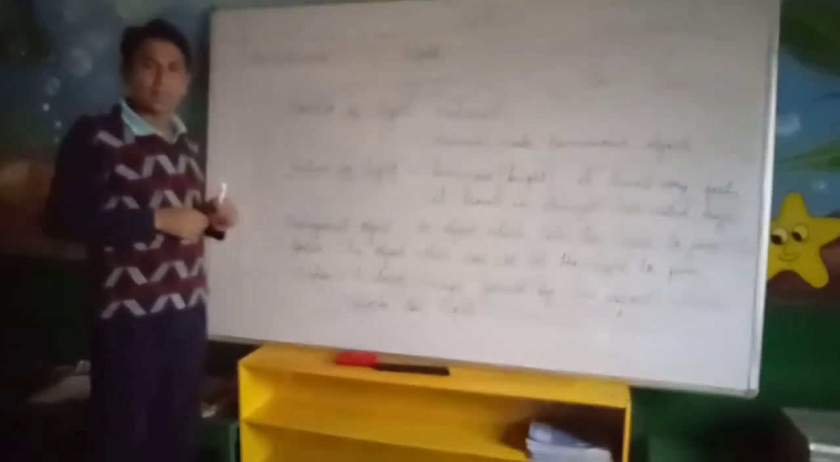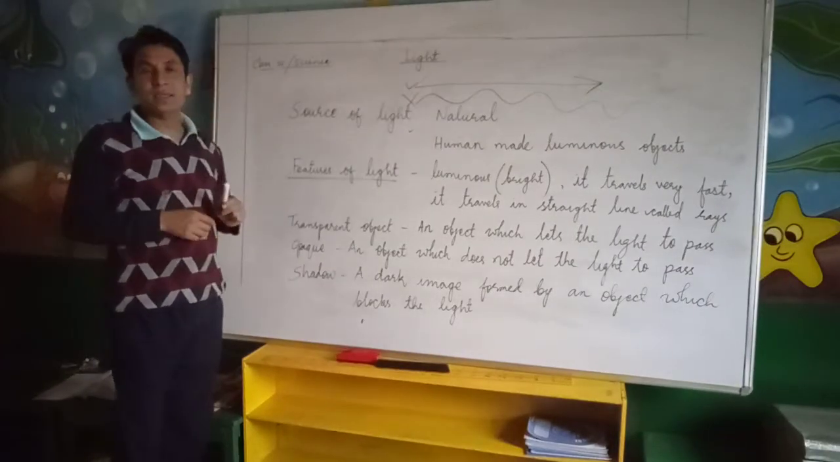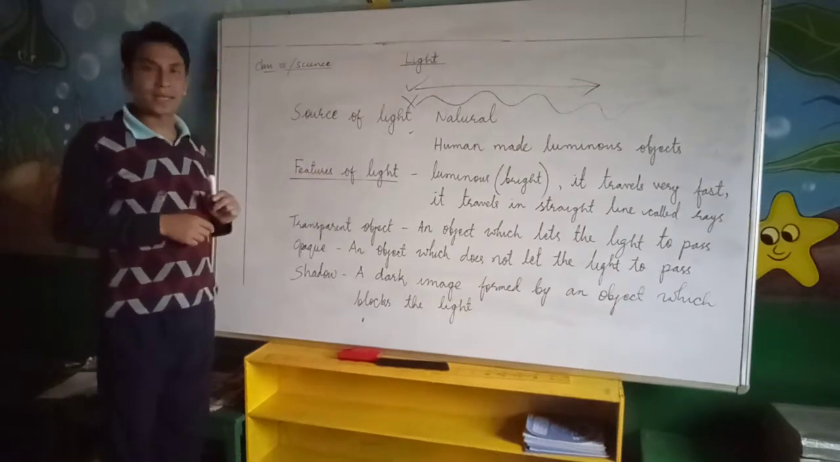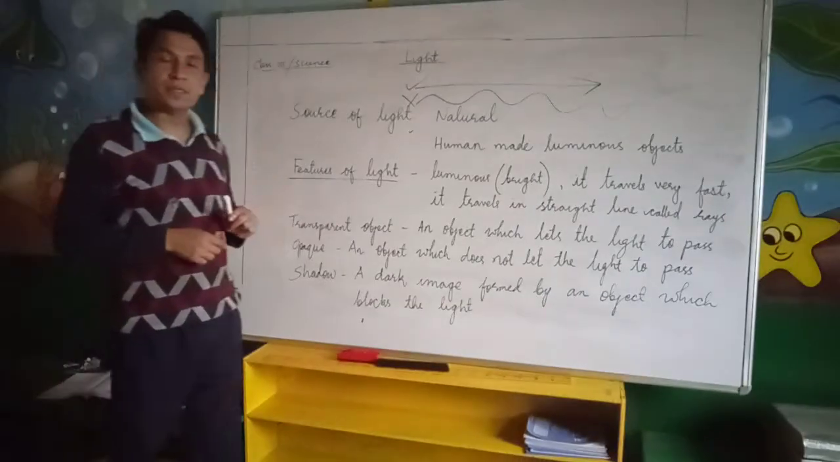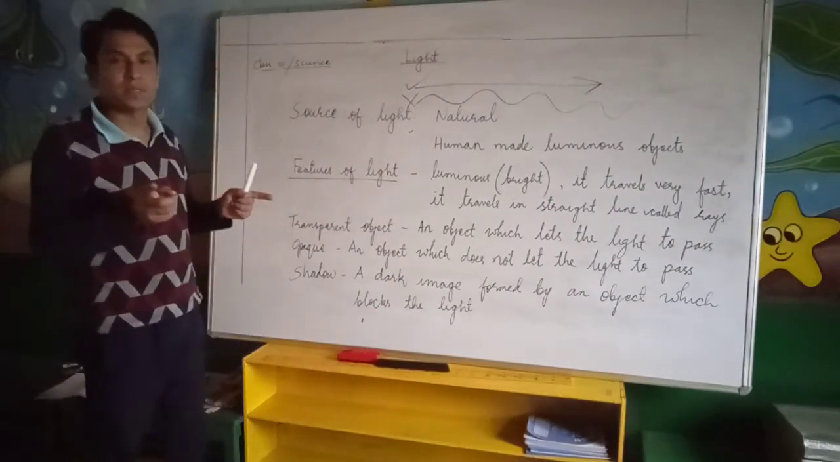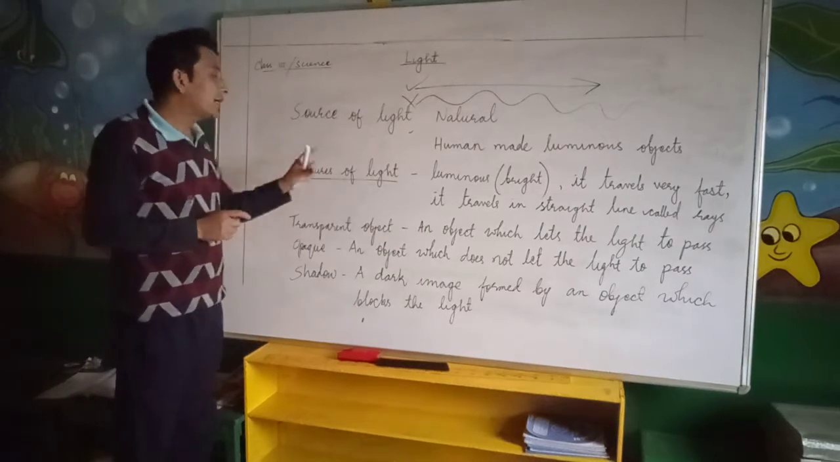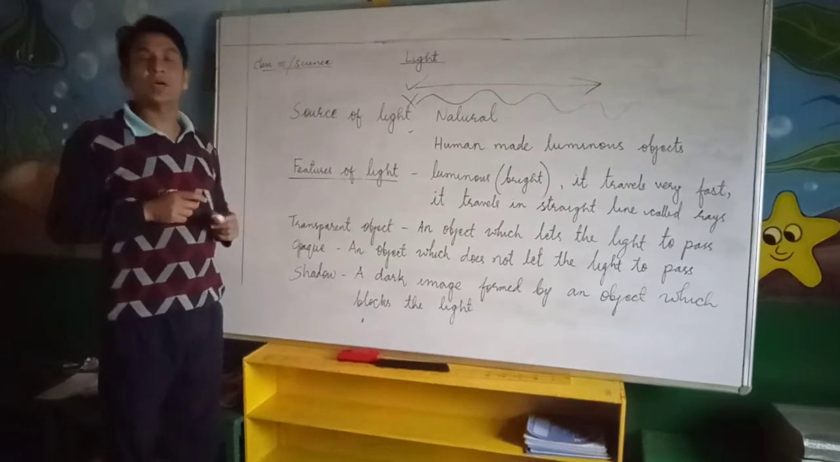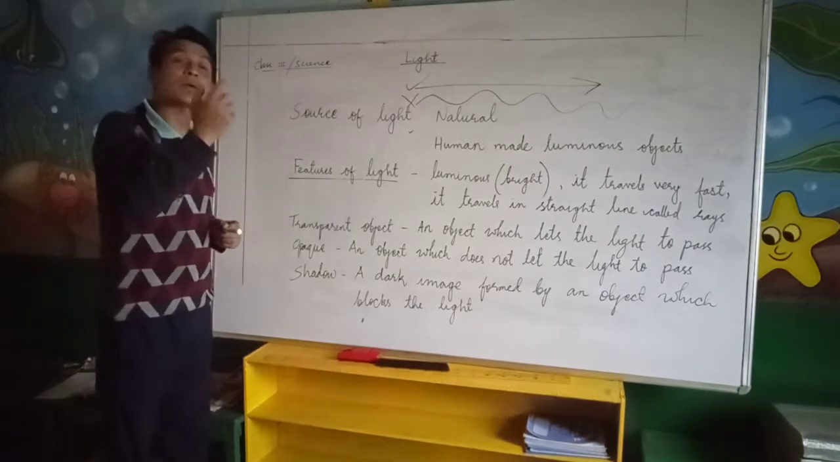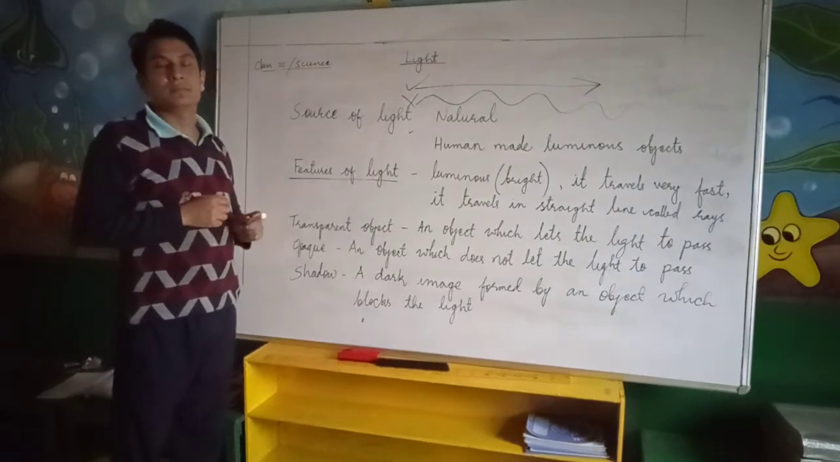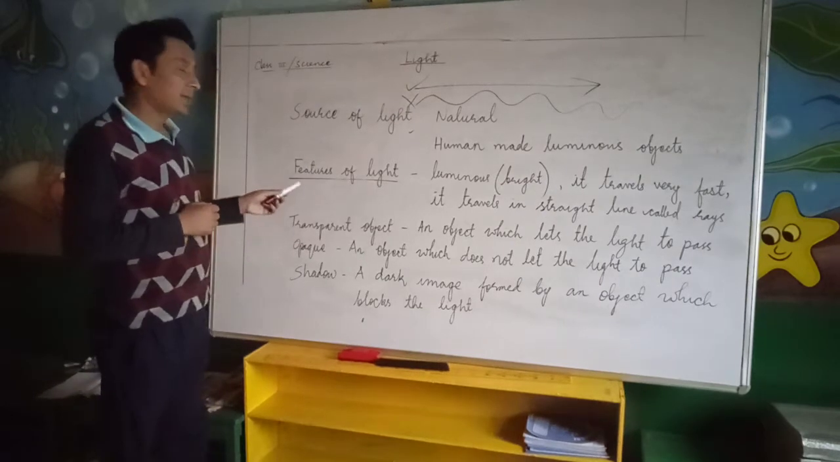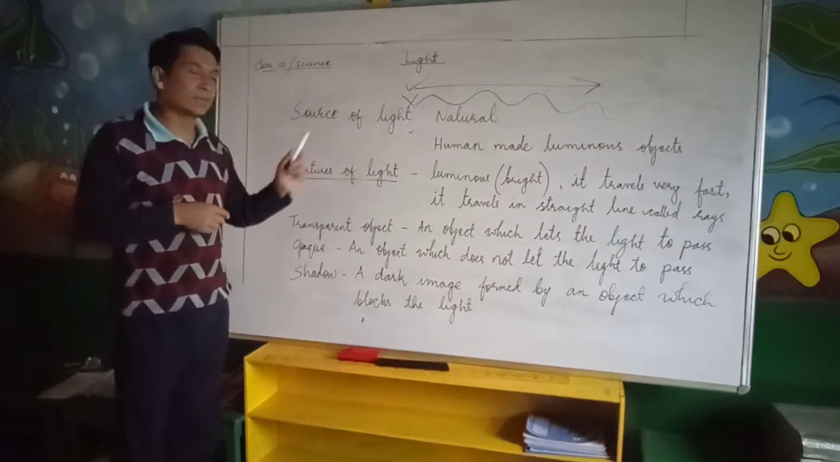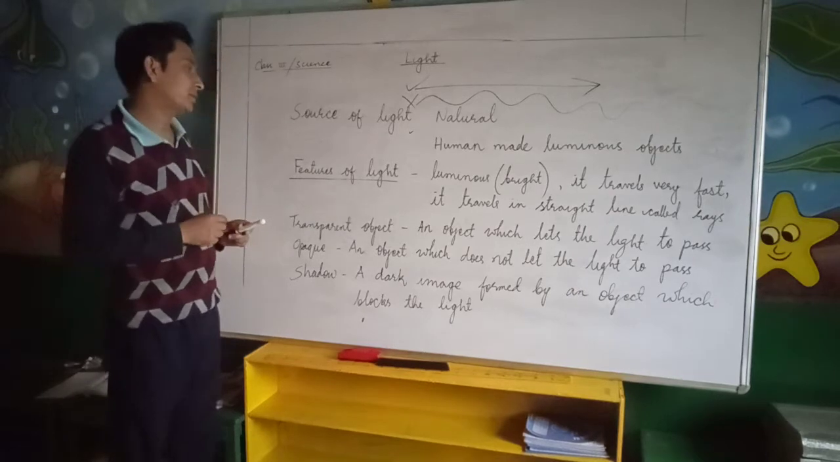Now, coming into the next topic, features of light. Features of light means gunaru. Mani pani bani kati bhanchu. Light kasto huncha. Yesma kasto kasto gunaru nihit huncha. Yo dekhna ma kasto huncha. Okay, this is called the feature of light or characteristic of light.